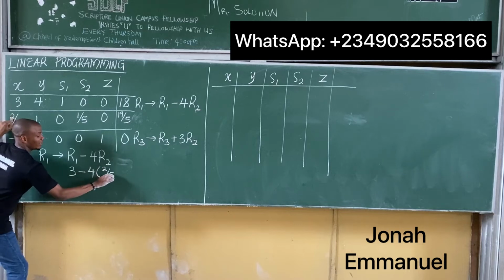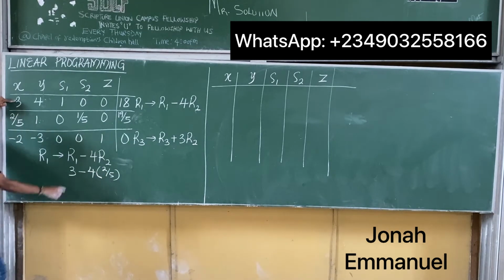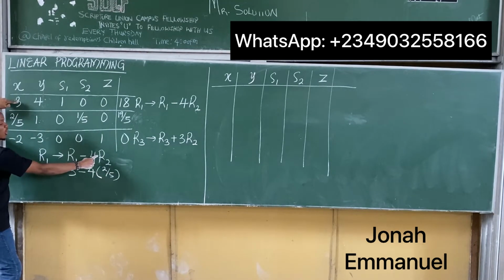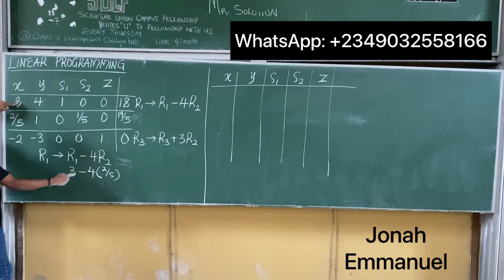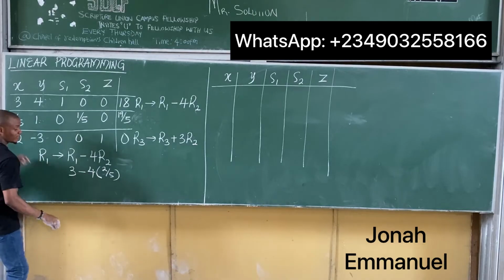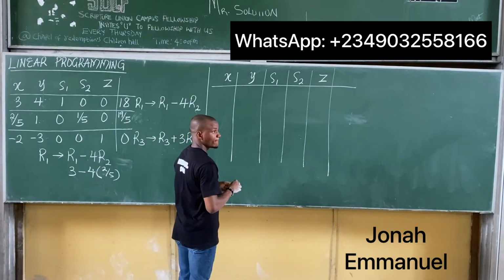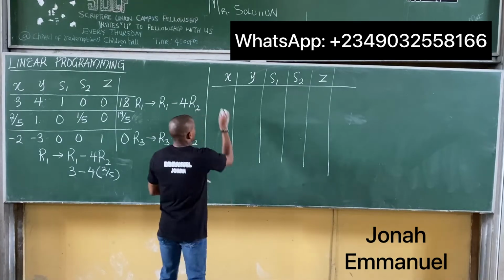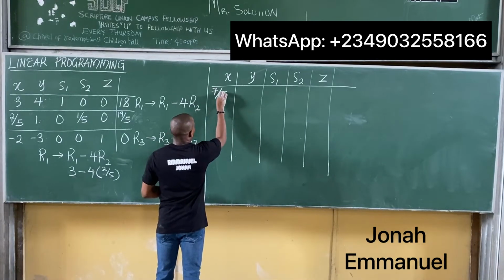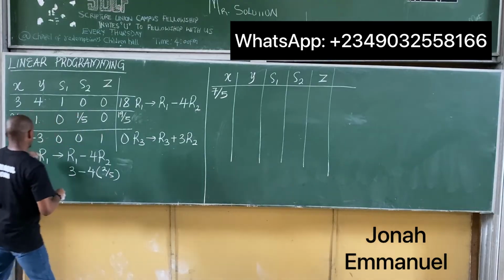So 5. Row 1, 3 minus 4 into row 2. Row 2 here is 2 over 5. Give me this answer. What do I have, please? 7 over 5. So I have 7 over 5. Please follow up. I'm done with this.